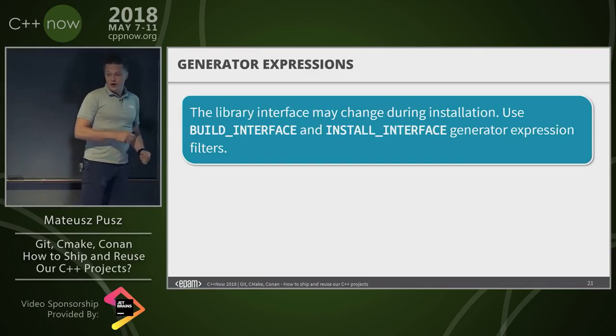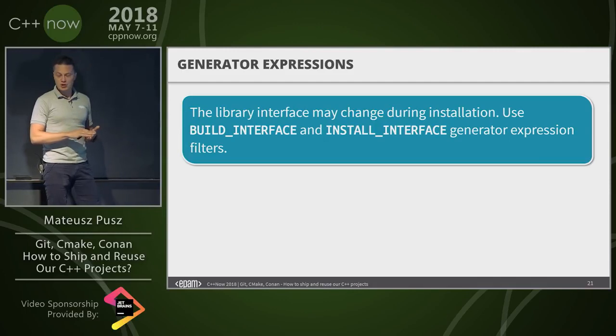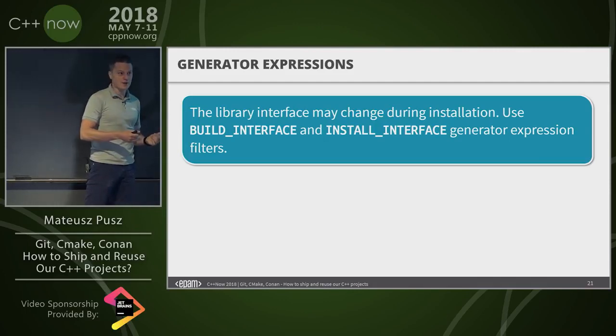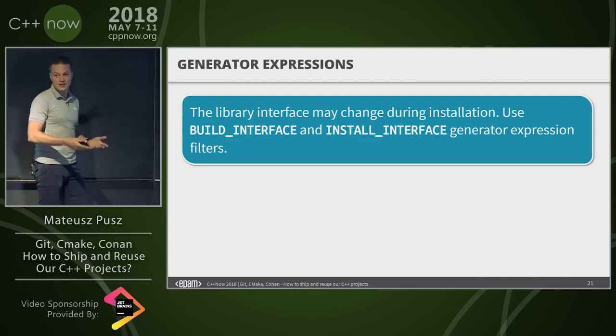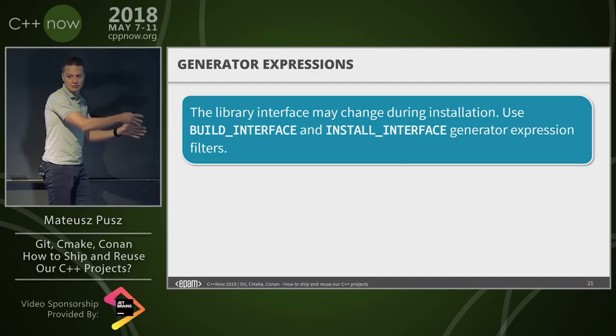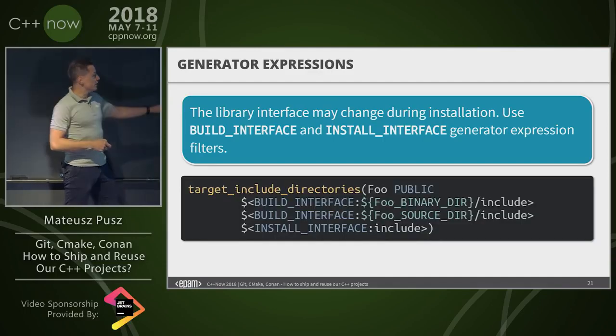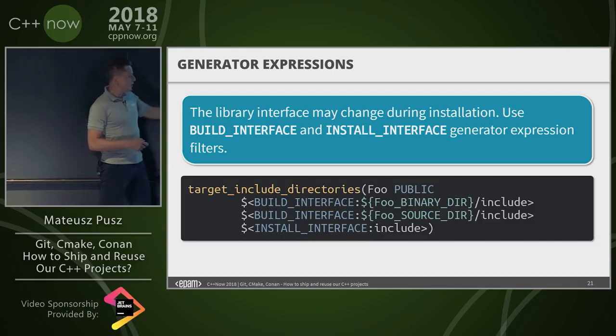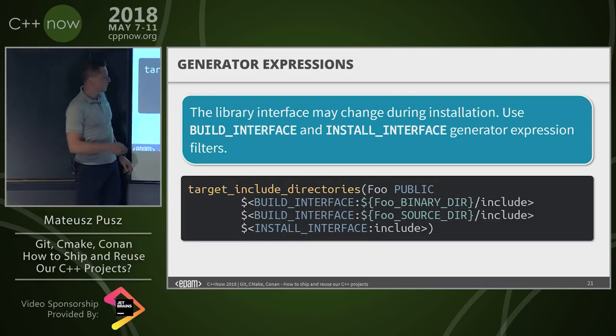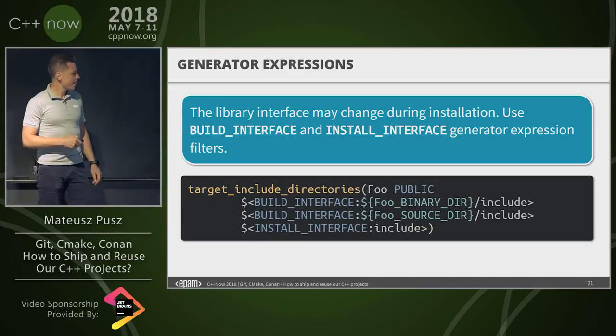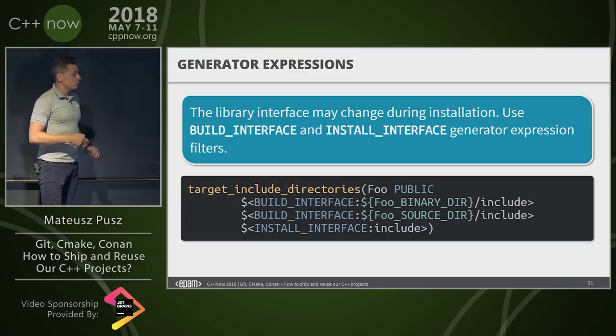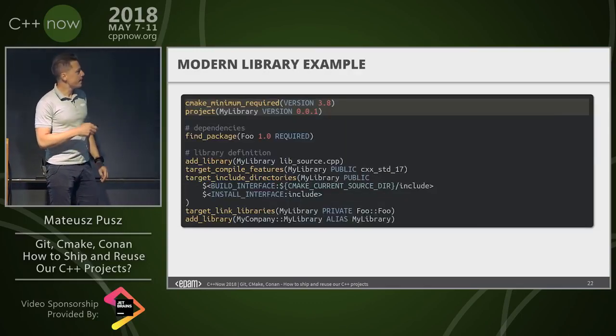Another use case is when you are having a library that will be installed on the file system. During build phase you have to find the include directory in your file tree that you are building. But the users of the library, when they install it, would like to find those include files in the install directory. So this is another use case for the generator expressions. You say that for build interface you use those directories, and for install interface you are using include in the install directory. And this is good to remember because otherwise you have problems after installation.